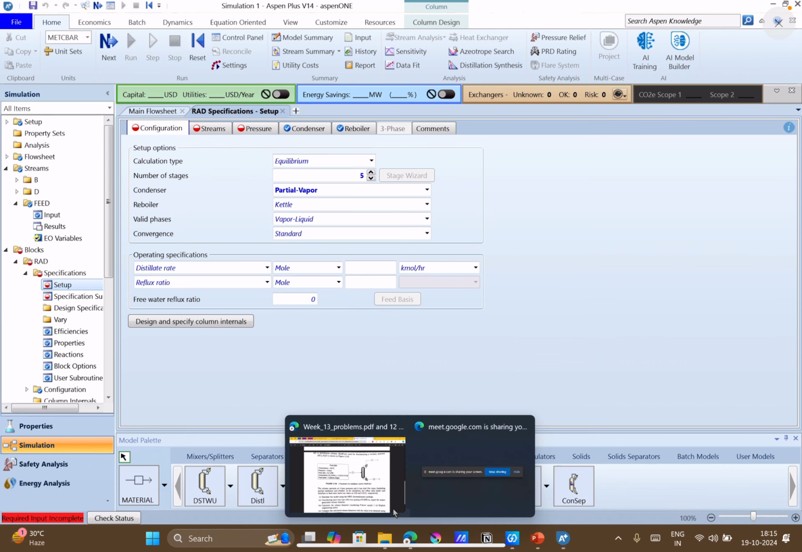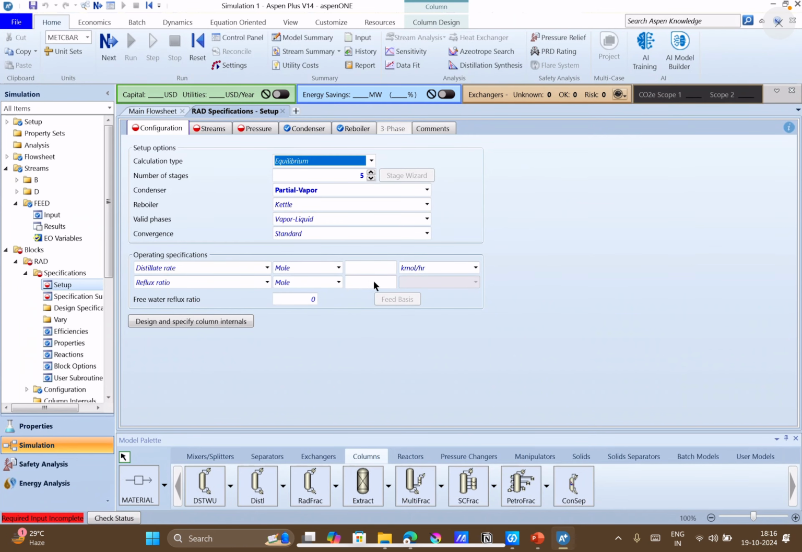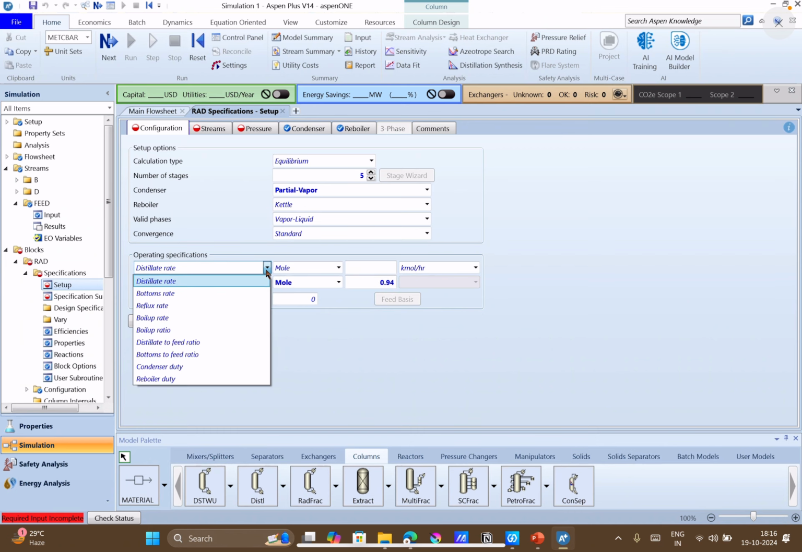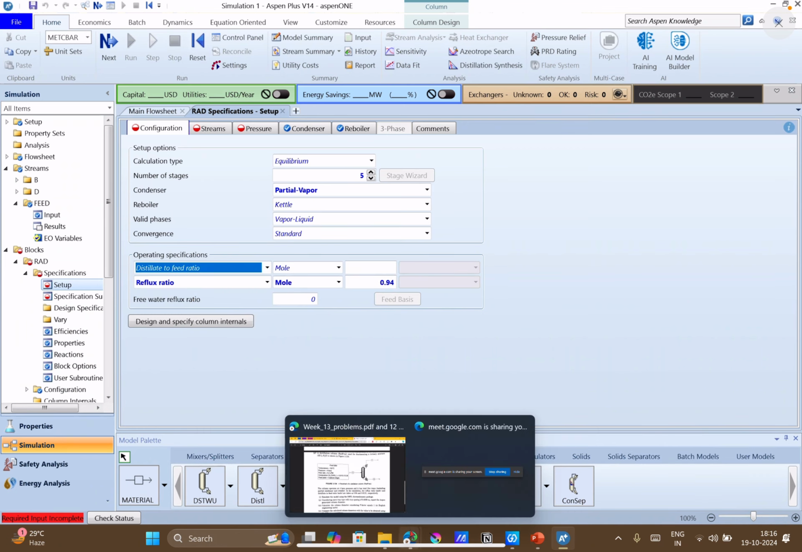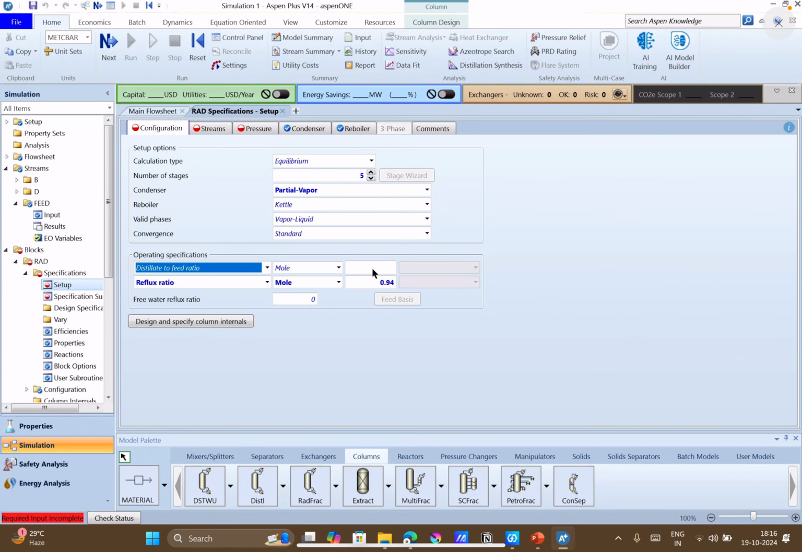Then what information do we have? Reflux ratio is given as 0.94 and distillate to feed ratio is given as 0.6121. So reflux ratio 0.94 and distillate to feed ratio 0.6121. Then it's still showing incomplete input. Okay, yeah, this is complete.